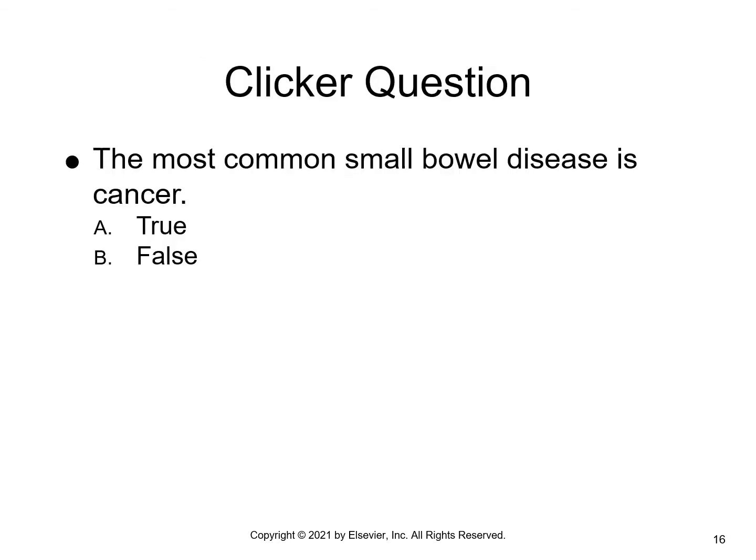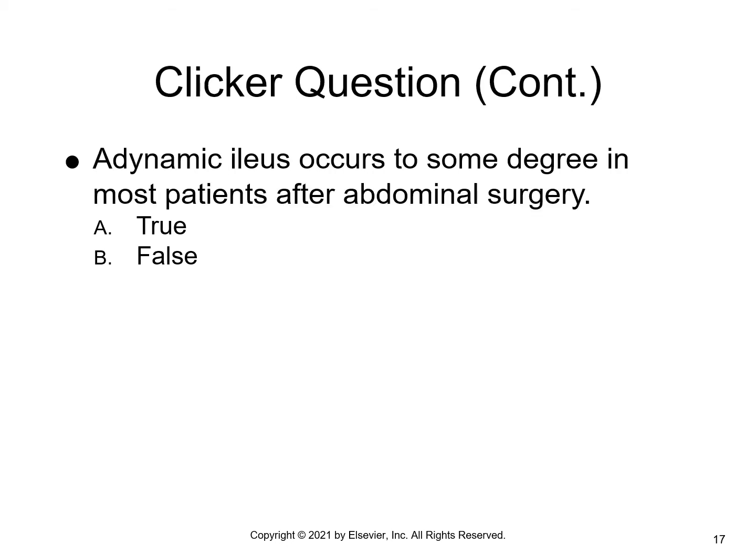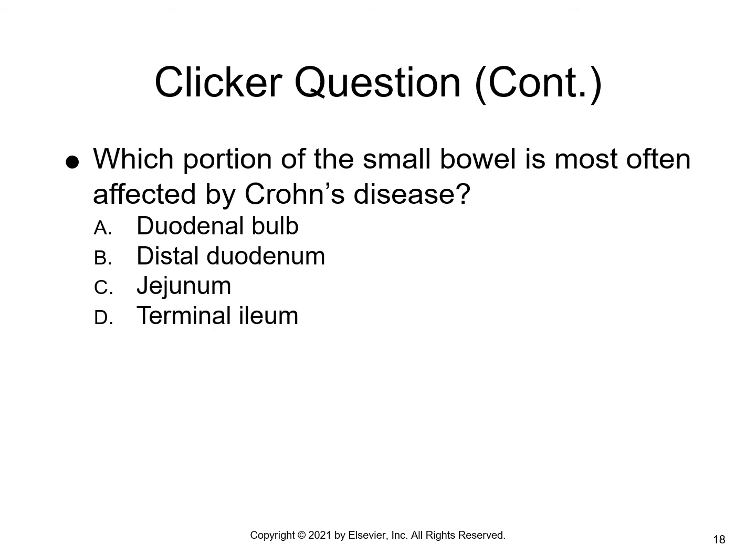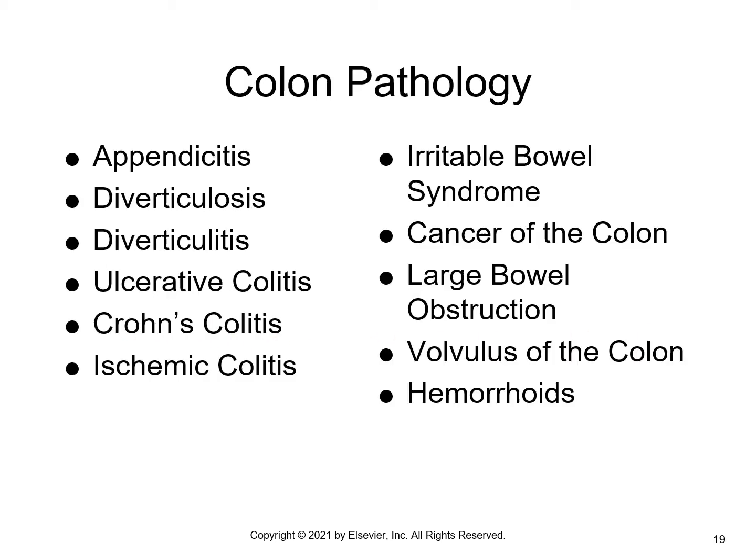All right, clicker question. The most common small bowel disease is cancer. That is false. An adynamic ileus occurs to some degree in most patients after abdominal surgery. That is going to be true. Which portion of the small bowel is most commonly affected by Crohn's disease? We know that that's the terminal ileum right before it goes to become the large intestine.